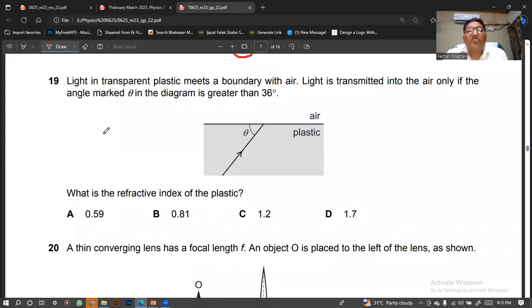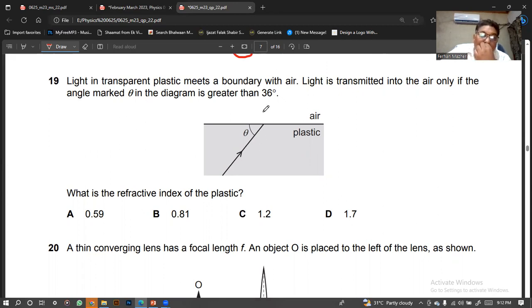The next one is question 19. Light in transparent plastic meets a boundary with air. Light is transmitted into the air only if the angle marked theta in the diagram is greater than 36 degrees. What is the refractive index of the plastic?